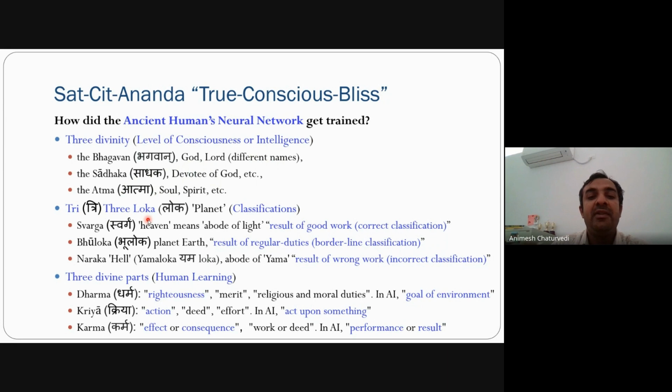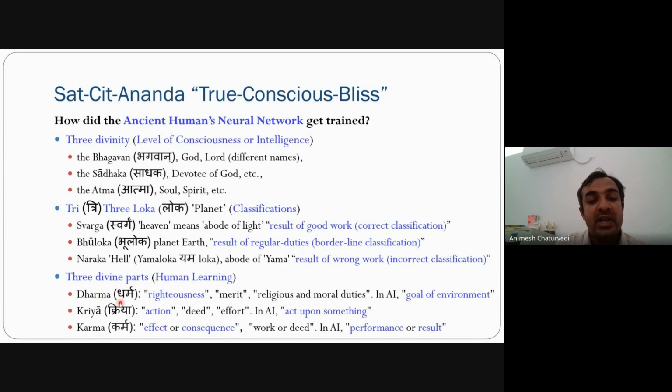Then there are three levels of classification, that is where you'll reach. If you do something good, you'll reach Swarg, that is heaven or abode of light, if you do good things and there was a good result for your work. Then there's Bhulok. If you do regular duties and borderline activities, then you will stay on the earth. Then there's Nark, which is hell. If you do wrong things, if you do incorrect things, then karma will lead you to Yamloka, that is Nark, hell.